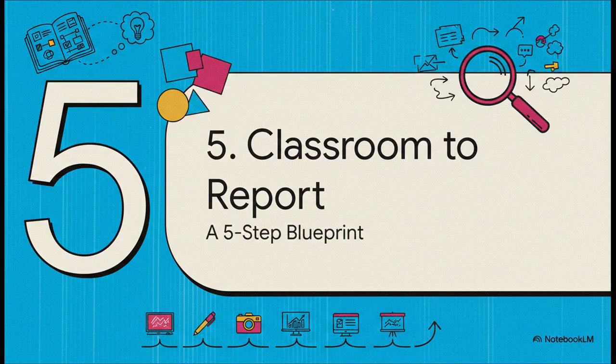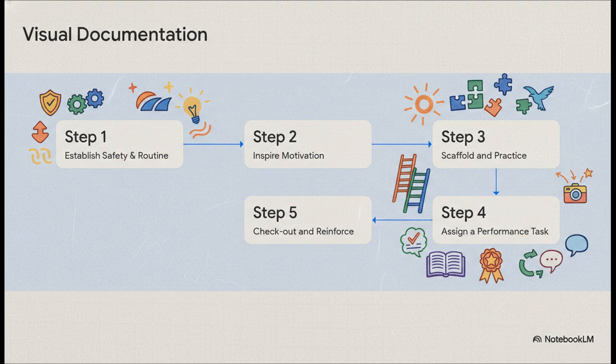Okay, so let's see how this all clicks together in a real classroom. We have our golden formula, and now here's the 5-step blueprint for how to use it to visually document your lessons from beginning to end. You can really see the narrative arc of your lesson in these 5 steps, can't you? From creating that safe space, to sparking motivation, to scaffolding and practicing, and then assigning a task where they can really show what they know. Each one of these steps is a perfect story-rich moment to capture with a photo.